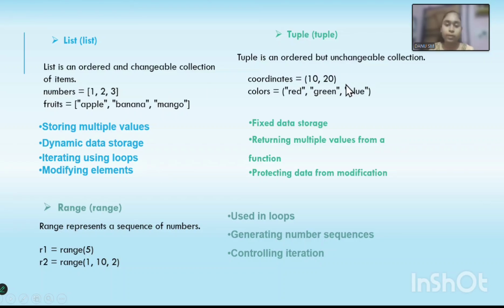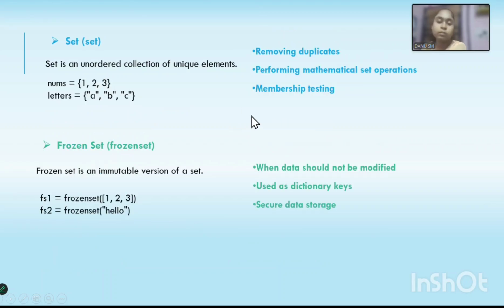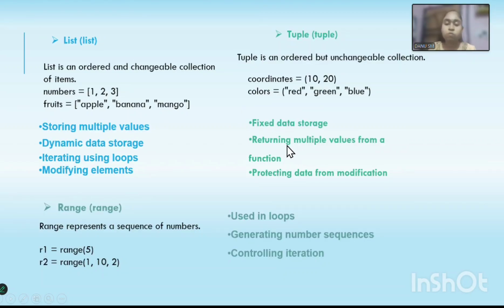Next is tuple. Tuple is an ordered but unchangeable collection. Example, coordinates equals 10, 20, colors equals red, green, blue. Here it is fixed data storage. We cannot change the values. It is used for returning multiple values from a function or protecting the data from modification. At that time we use a tuple.